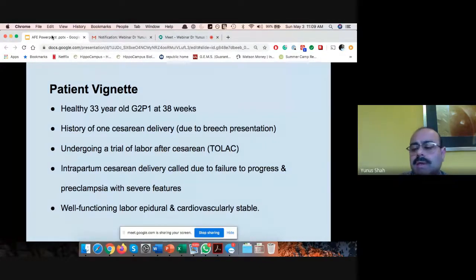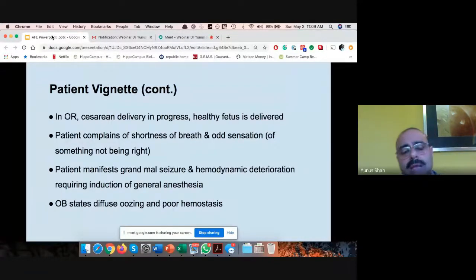So in short, she was taken for a C-section. Her epidural was bolused, and she was taken to the OR for a cesarean delivery. In the OR, the cesarean delivery proceeded uneventfully. A healthy fetus was delivered. Immediately following the delivery, the patient started complaining of an odd sensation of something not being right.